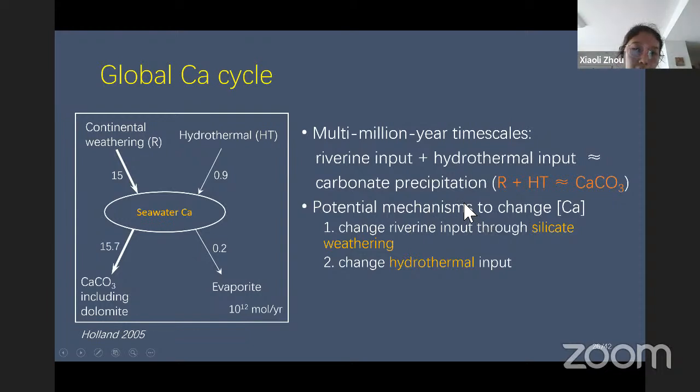So in order to change calcium concentration, we have to change either the continental weathering or the hydrothermal flux or both of them. Because there's no easy way to assess which parameter changed, we will look at the sink of calcium first, which is the mass accumulation rate of calcium carbonate.